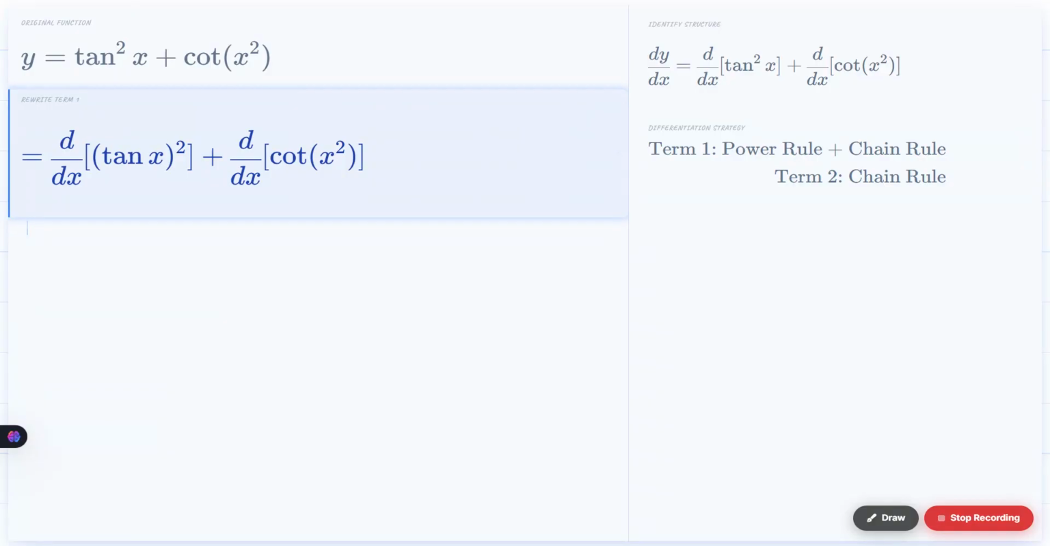We rewrite tan squared x as the quantity tan x, squared. We do this to see the inside part clearly. This helps us use the chain rule later.